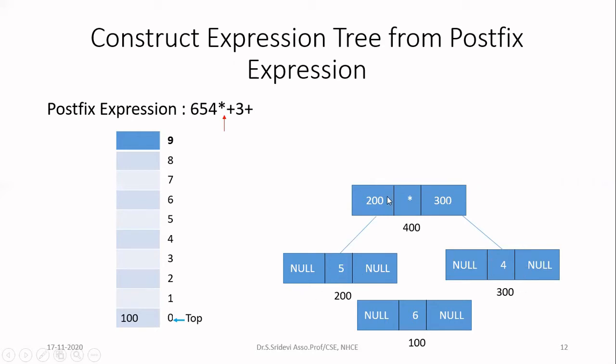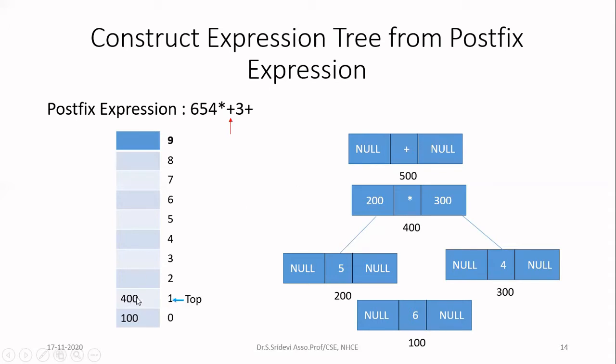Now, after attaching the operator with 2 children, I am going to push the address of the operator on the top of the stack. That means 400 will be pushed now. So I have 400 pushed on the top of the stack. Then I'm going to scan the next symbol. It is plus. It is an operator. So I need to allocate memory for it. I'm creating a new node. And since it is an operator, I have to pop 2 addresses from the top of the stack. I have to attach them to the right child and then the left child of the operator.